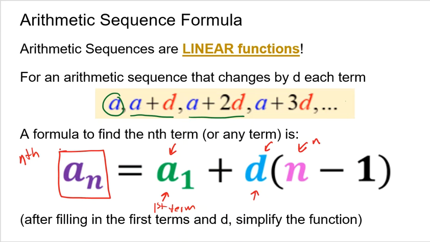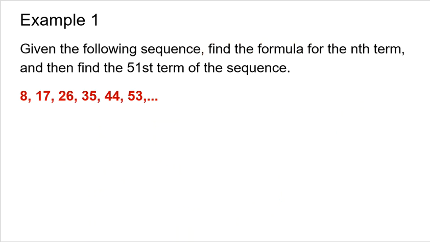So again, the important thing is that you understand how easy this formula is. This is a formula to find any term you want, but I can't emphasize enough, you can only use this formula if you are arithmetic. So here's an example. Given the following sequence, find the formula for the nth term, and then use that formula to find the 51st term of the sequence.